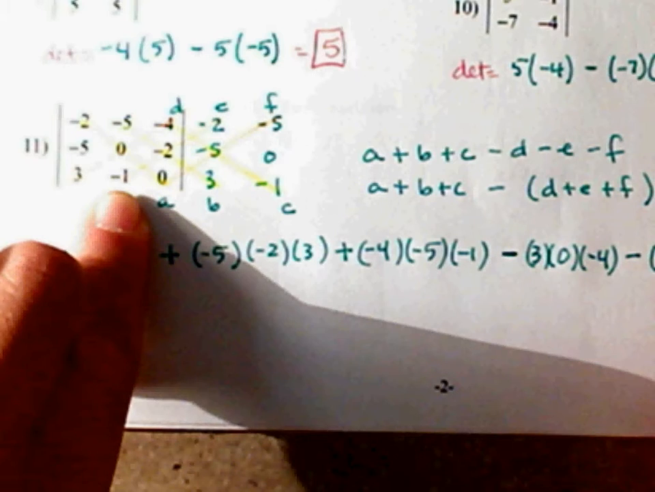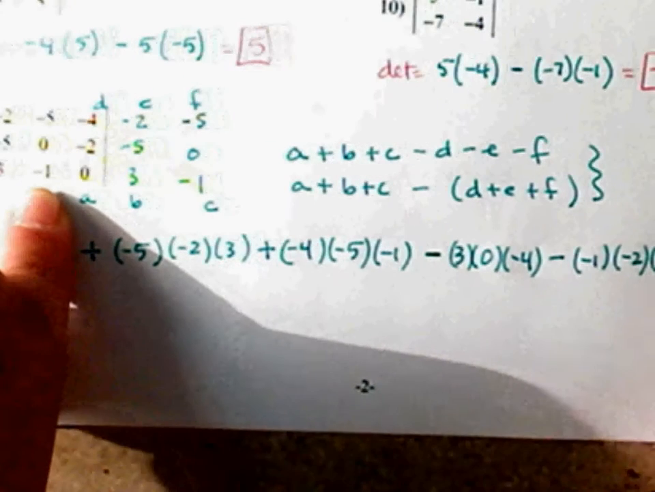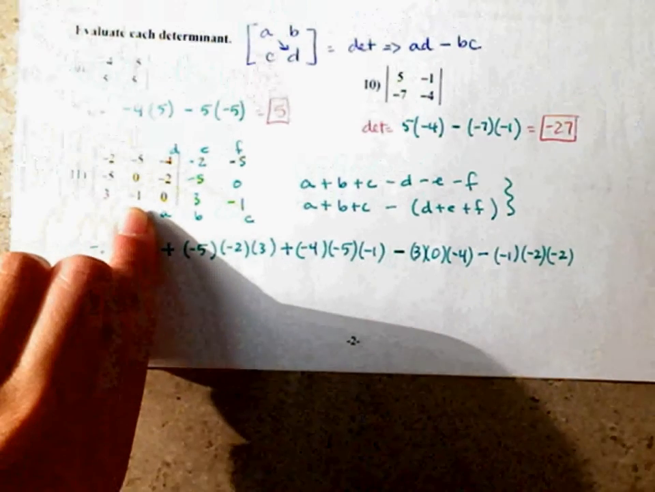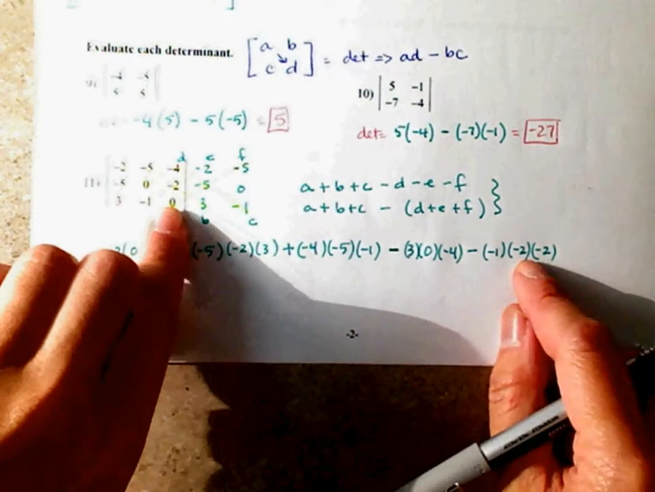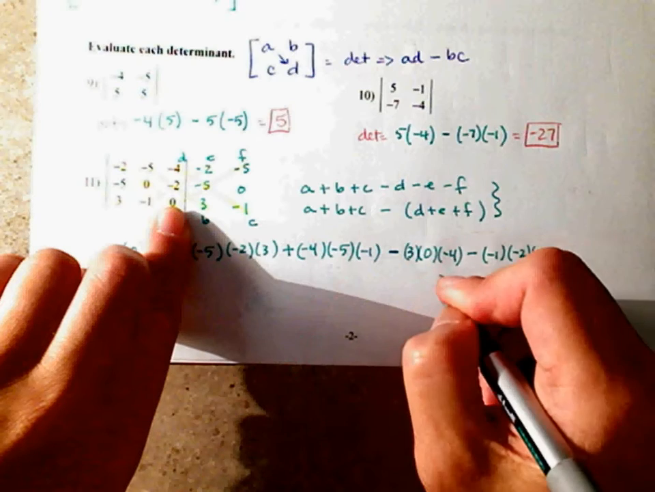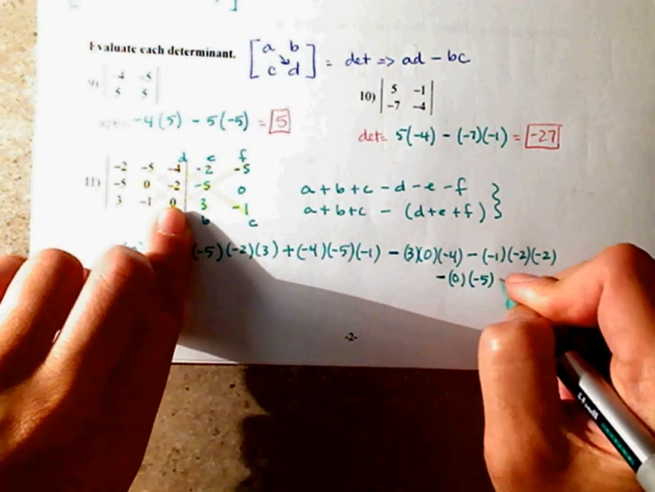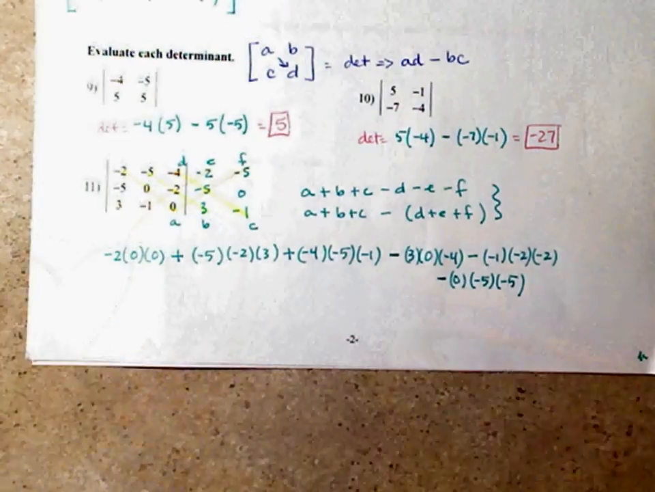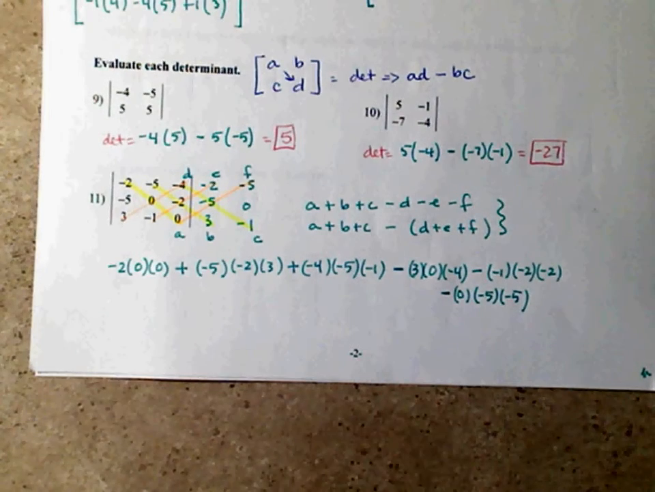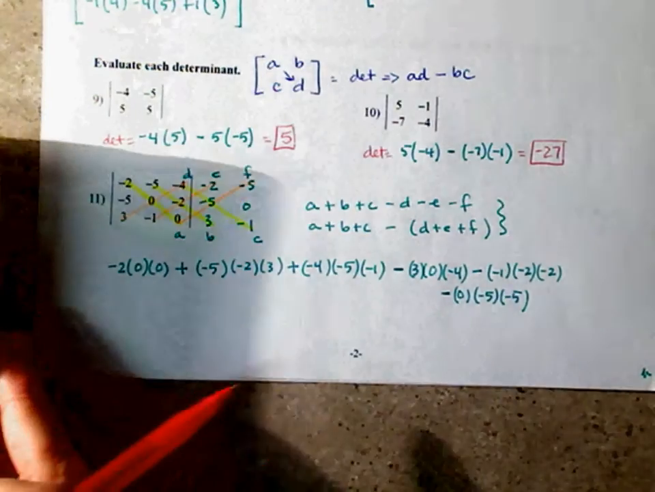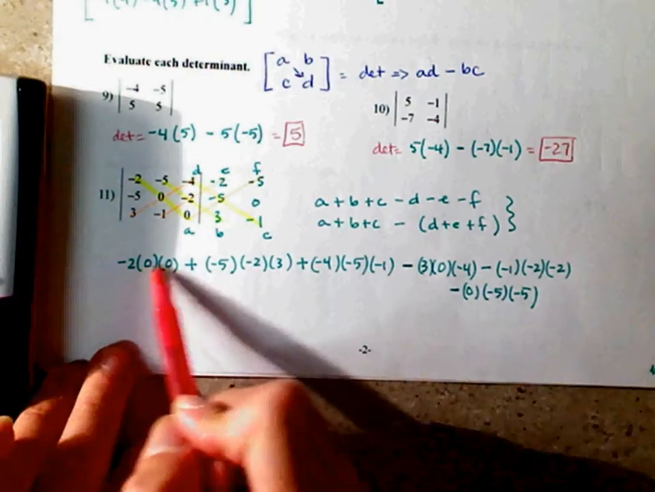Okay. Let's see if I can make this a little smaller so you can kind of see everything I'm writing. Next one, continue here, minus 0 times negative 5 times negative 5. Alright, and then all I have to do is do my calculator work. So here we go. Okay. Negative 2 times 0 is 0. I'm going to mark that off.